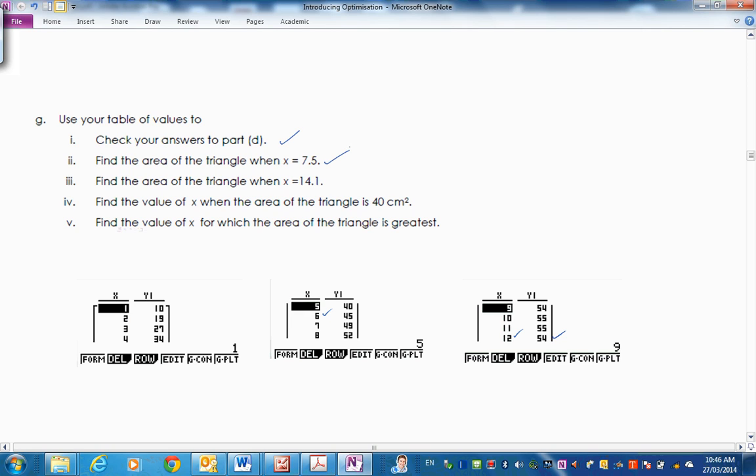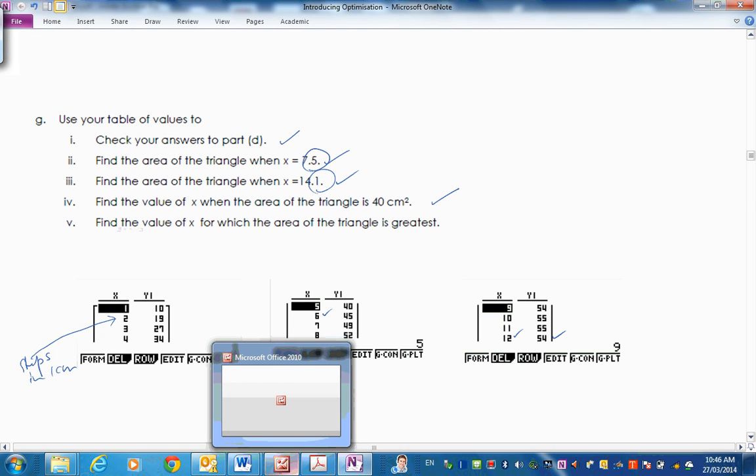Find the area of the triangle when x is 7.5. Uh-oh, I can't do it. And I can't do that one either. Why? Look at what I've done. The steps are only steps in 1 centimetre. And we need to go to 0.1. So I have to go back and reset the table so that it's going up in 0.1s.